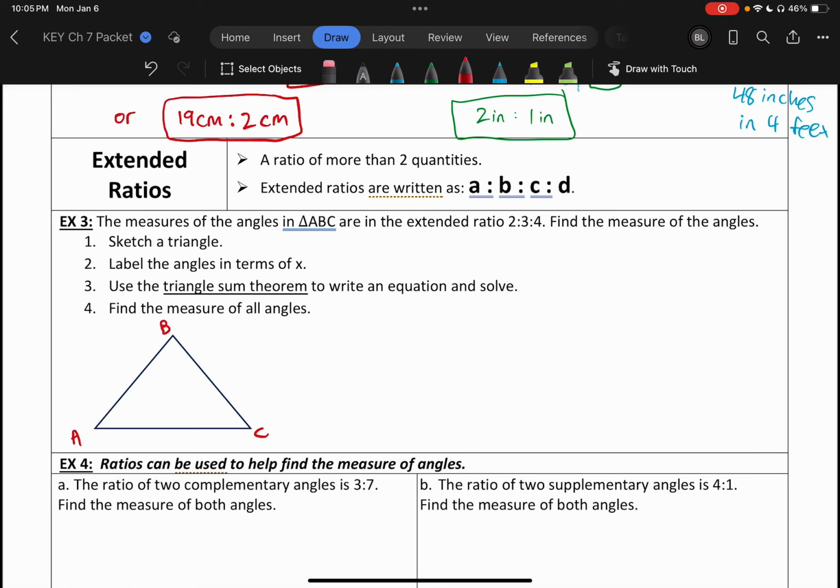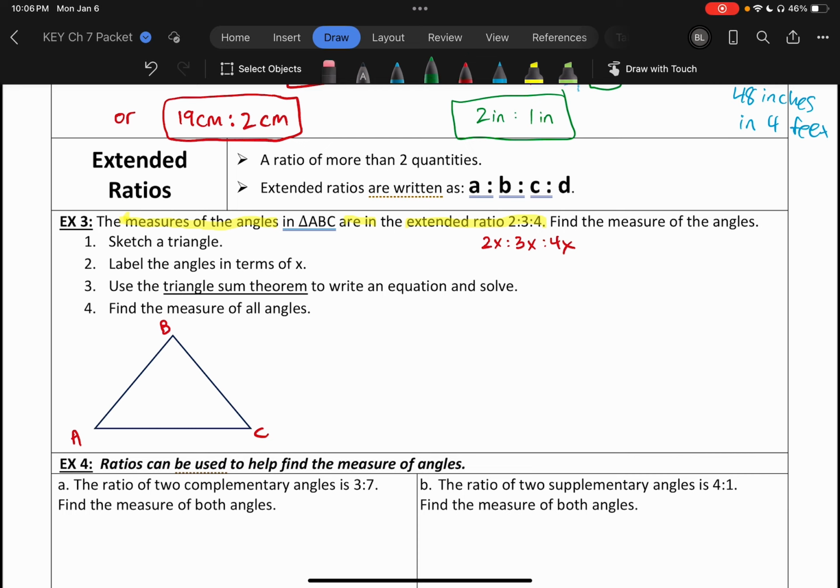Now it says that the measures of the angles are in the extended ratio 2 to 3 to 4. For these types of problems, we understand that our ratio between all 3 angles in the triangle is 2 to 3 to 4. So we can represent this ratio as 2x to 3x to 4x. For these types of extended ratio problems, you're really just tagging on an x at the very end of your numbers in that extended ratio.